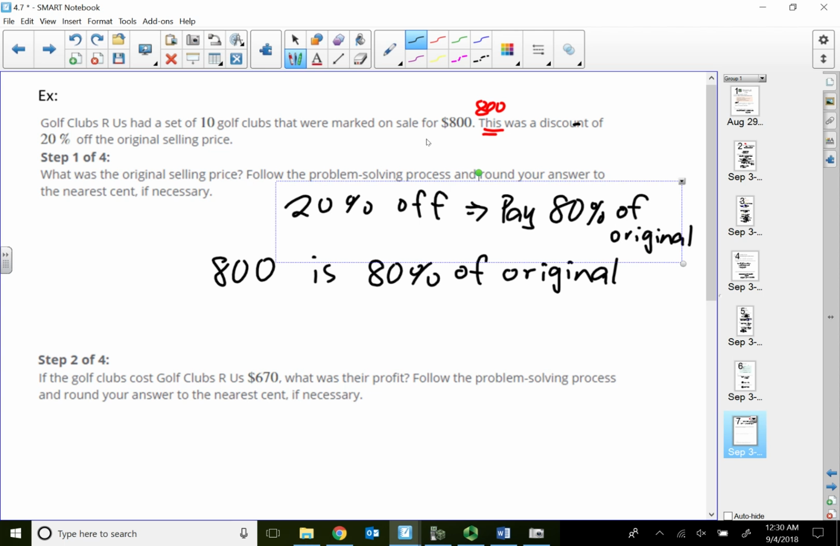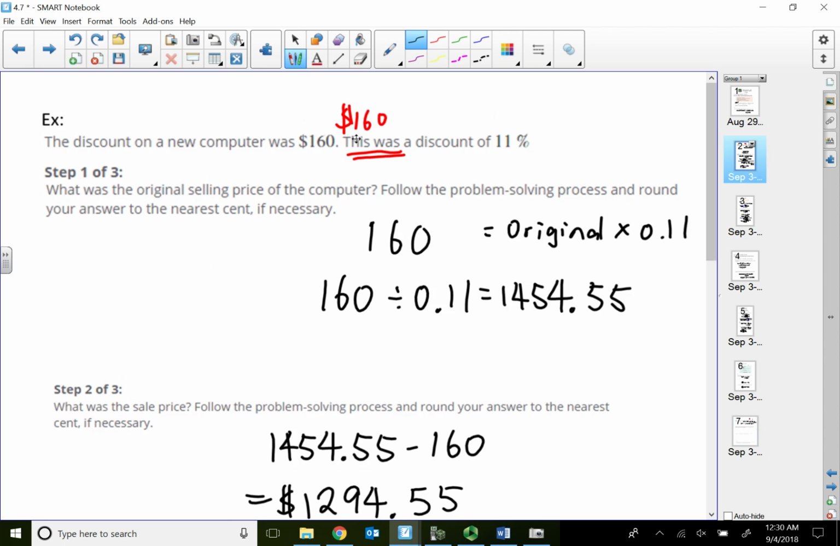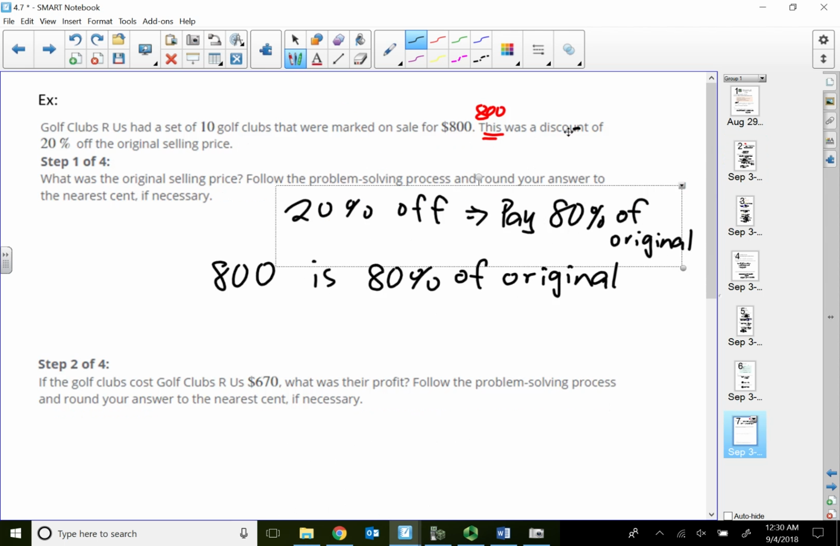This is a little bit different than the discount problem before, where the $160 was a discount of 11%. Now this $800 is the price after the 20% off, which is the price that we pay. And the price that we pay is going to be 80% of the original selling price. That's because we're getting 20% off, so we pay the other 80%.